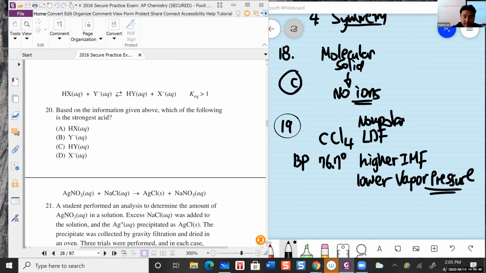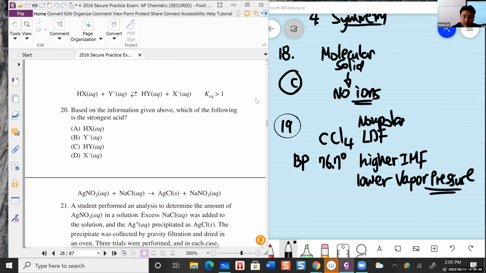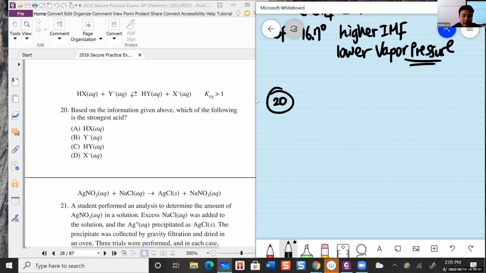Next one here is number 20. Number 20 has to do with equilibrium, okay? They want you to understand what it means for the equilibrium constant to be greater than one. What does it mean for this acid and base, yeah?